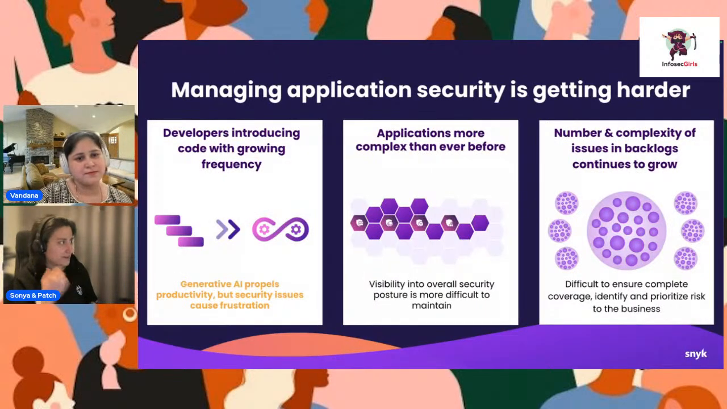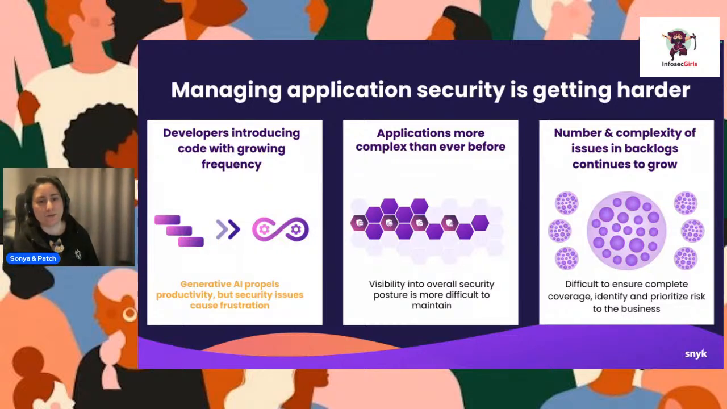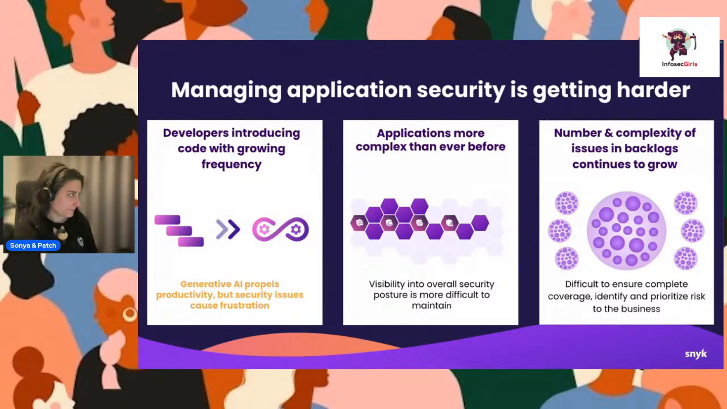So this is the landscape that we have. These are the challenges that companies are having. First, we have developers that are introducing code with growing frequency because they're using generative AI. This is propelling productivity, but there are also security issues that might cause frustration for the security team. We know that developers are now using Gen AI tools, and this is obviously increasing the amount of code.